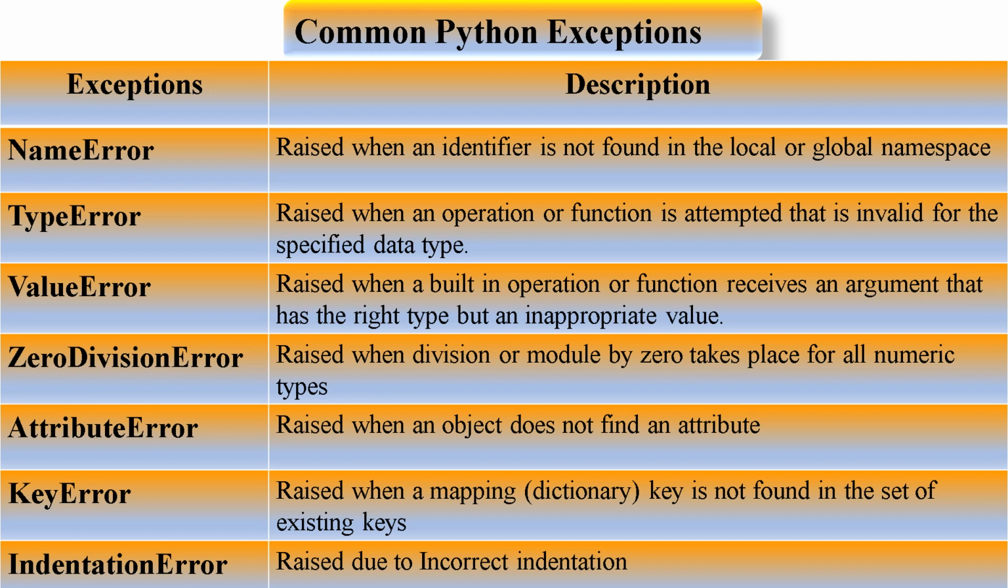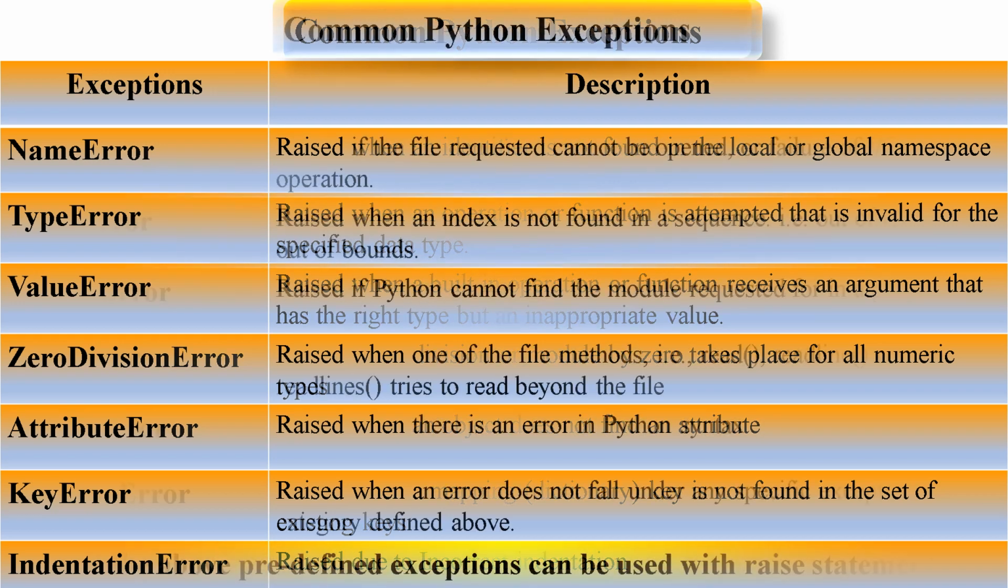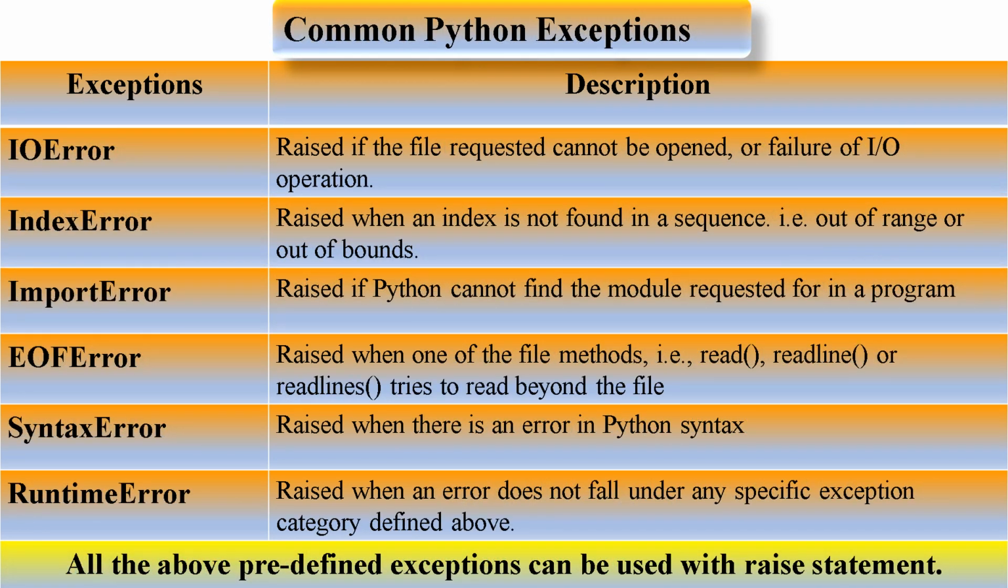AttributeError. Raised when an object does not find an attribute. KeyError. Raised when a mapping, dictionary, key is not found in the set of existing keys. IndentationError. Raised due to incorrect indentation. IOError. Raised if the file requested cannot be opened, or failure of input or output operation. IndexError. Raised when an index is not found in a sequence. That is, out of range or out of bounds.